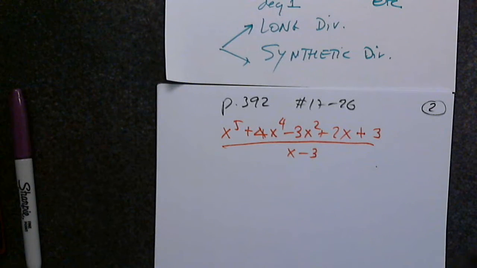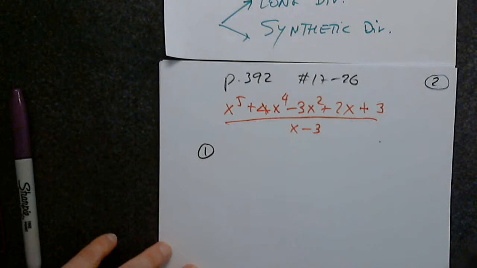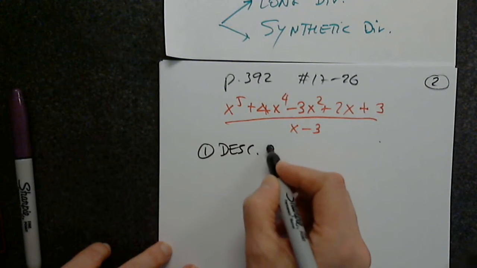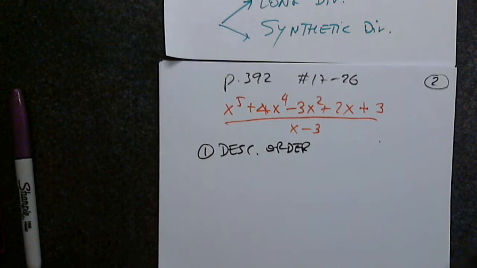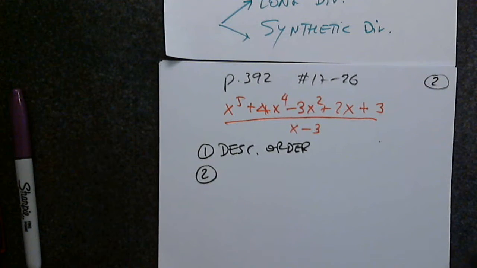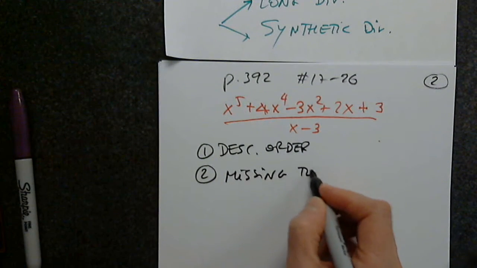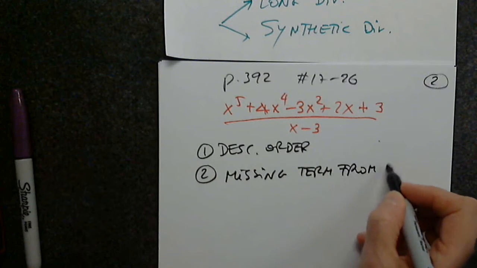So let's illustrate with the long division first. And there are a few settings that we have to take care of before we do anything. So number one, I have to make sure that number one happens, which is descending order. If these two polynomials are not in descending order, I have to put them in descending order. It's a must. Number two, I'm going to have to ask myself if there is a missing term from the top. Missing term from the numerator.